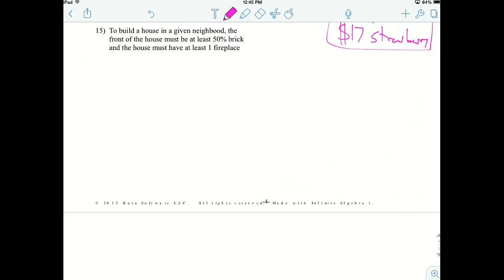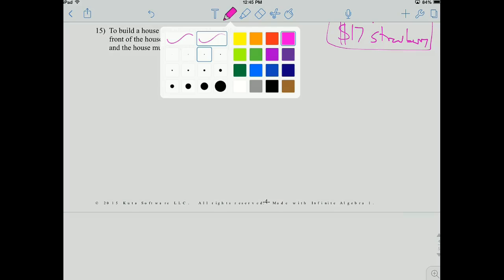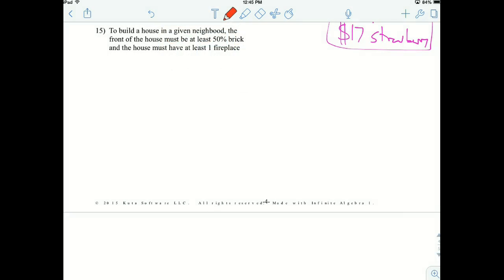This last problem says to build a house in a given neighborhood, the front of the house must be at least 50% or half brick, and the house must have at least one fireplace. Now these types of problems are a little bit different than the previous two in that we're writing not just equations but inequalities. The good news is they're also going to be a little bit more straightforward. They're not going to be quite as complicated as some of the previous ones we've dealt with.